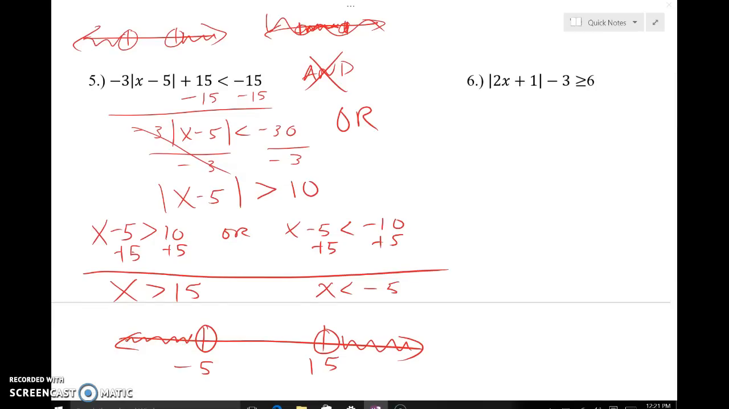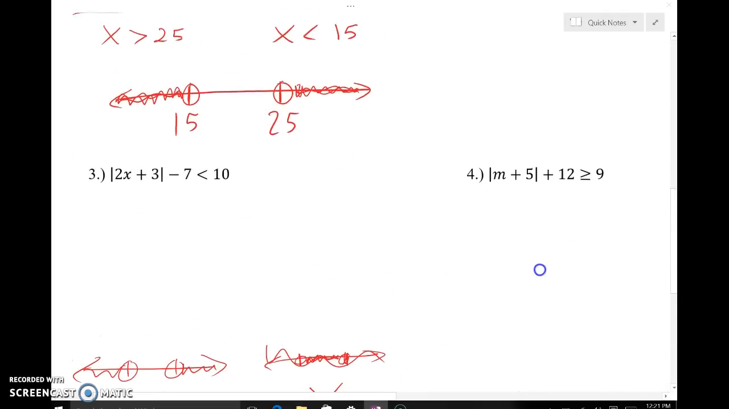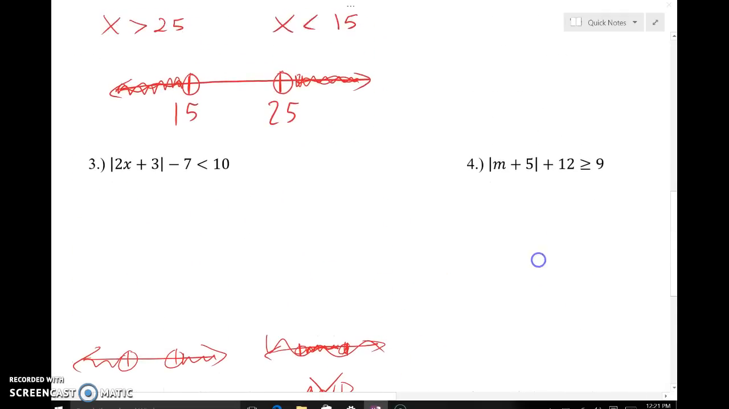Now let's go get an and scenario here, and I'll just scoot back up to, let's try number 3. I should have done that in the first place. All right, add 7 in order to isolate the variable, and I get the absolute value is less than 17. Again, it's a less than, so we're thinking an and problem. And again, that solution is going to meet in the middle.